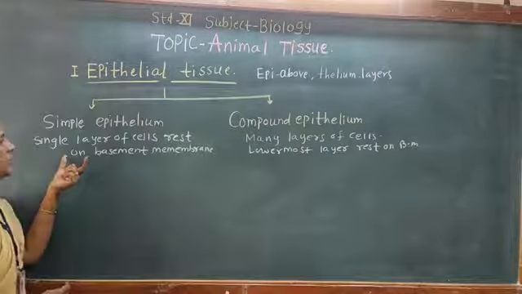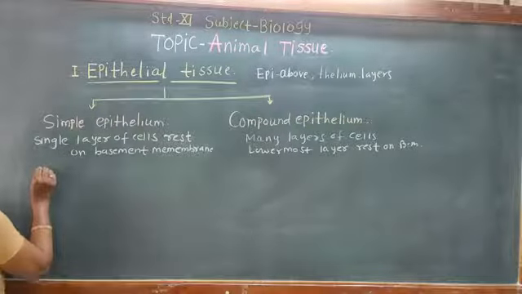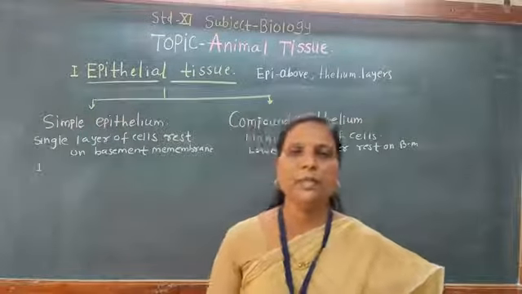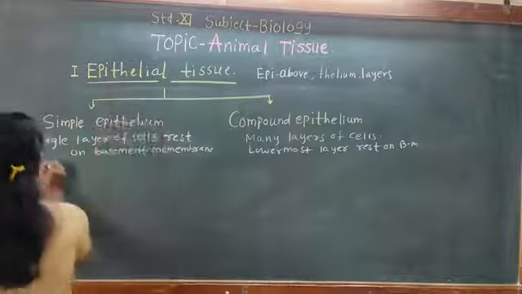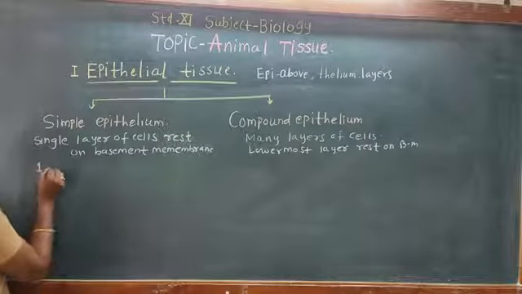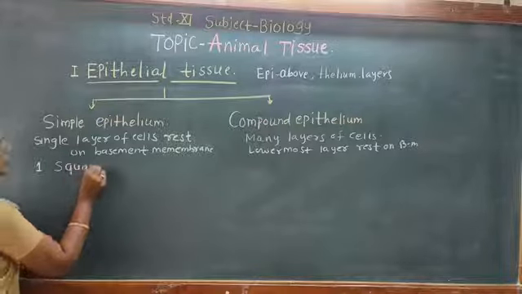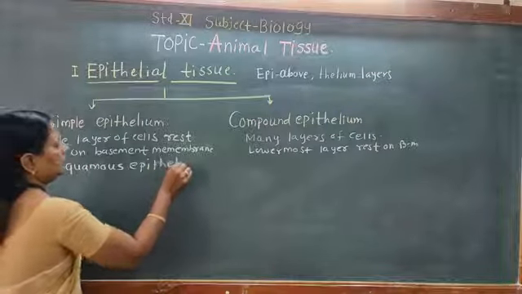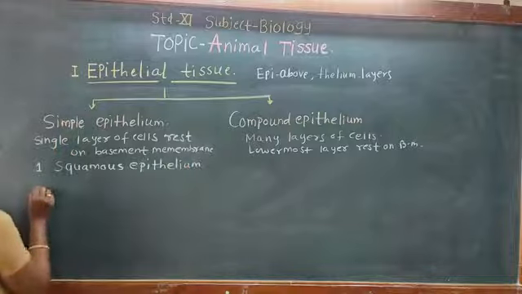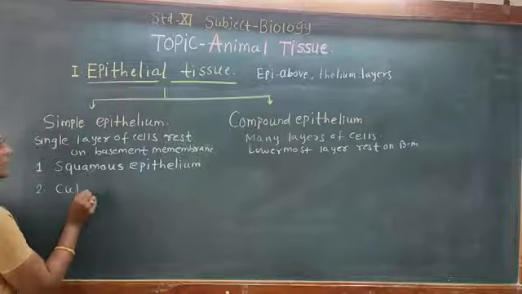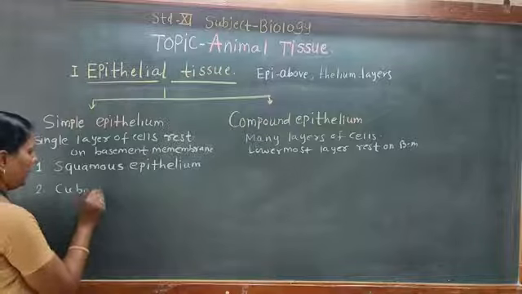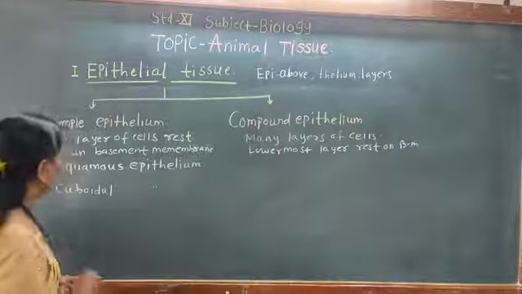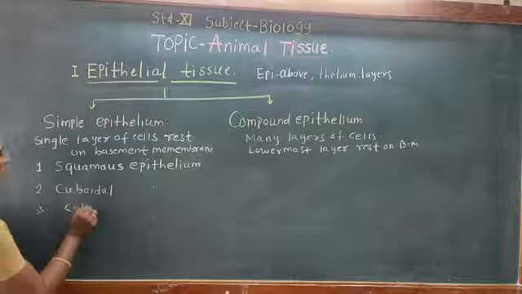Now simple epithelium, which consists of single layer of cells, again they show 7 types. 7 types of epithelium we are going to study. First, squamous epithelium. Second type is cuboidal epithelium. Third type, that is the columnar epithelium.